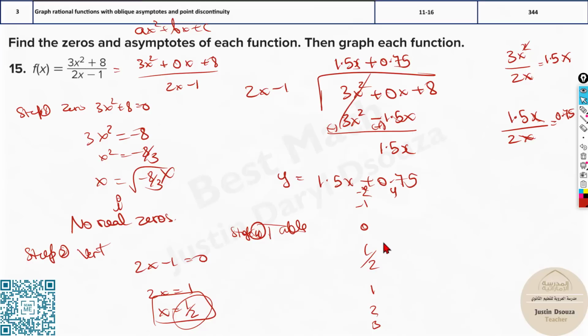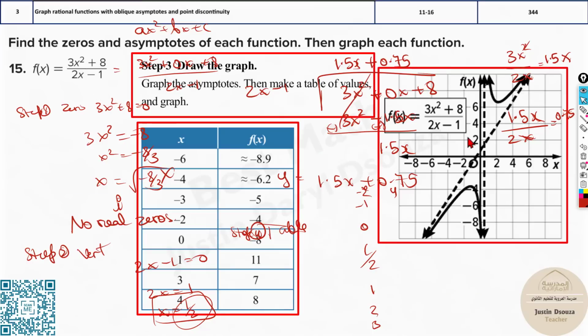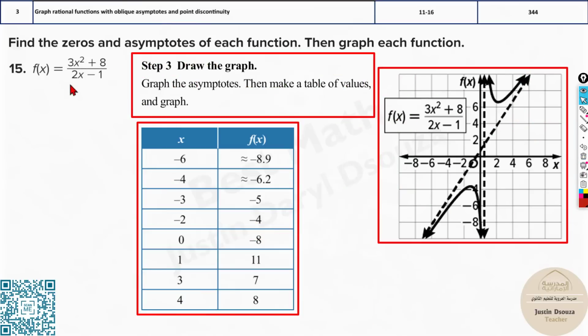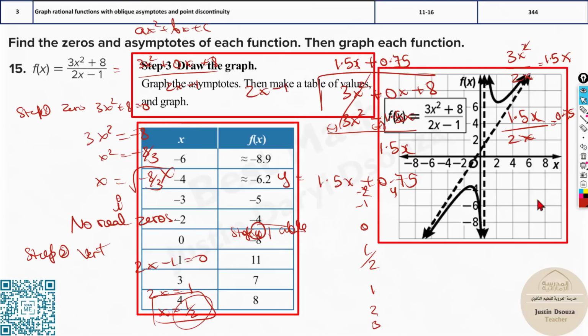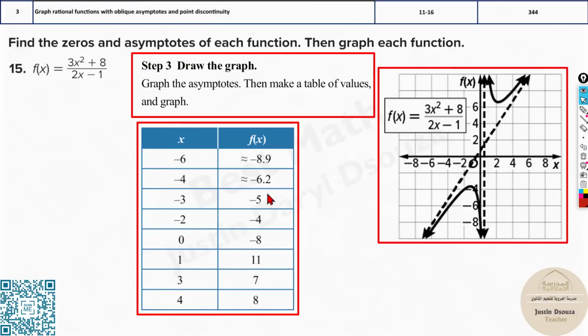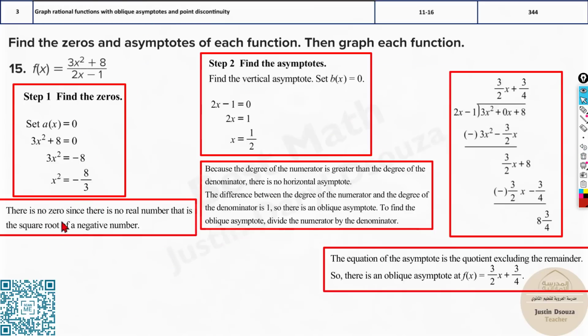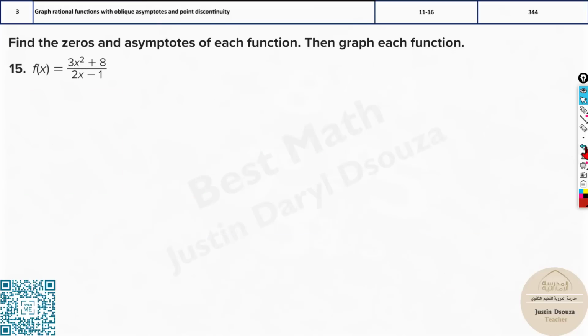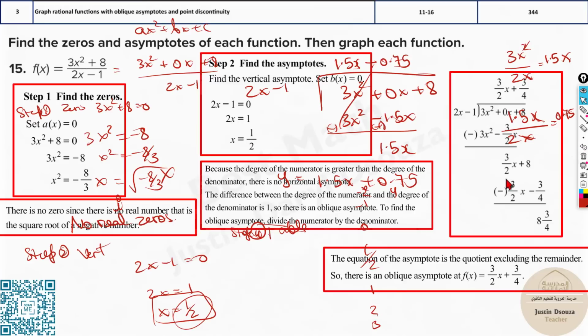And in the graph, let's look at the graph. What is very important? This half, that's the vertical asymptote, is at half over here, and this oblique asymptote is having the y-intercept at 0.75. Yes, that's correct. And it's 1.5, just a little more than 1. So it's like this. And then you can just plot the points. There are no real zeros. See, we had written over here no real zeros. Why? Because it doesn't touch the x-axis. And you can see here as well, it's better to write no real zeros, which is much easier in understanding. That's it.